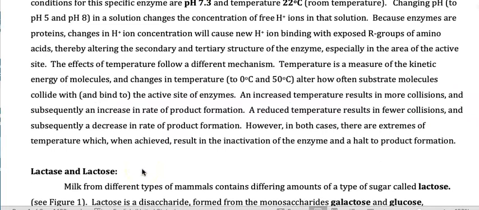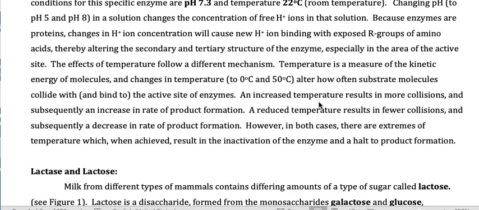We're also going to alter temperature today. We're going to look at 0 degrees centigrade and 50 degrees centigrade. And we're going to see how that affects lactase's ability to make product. Remember that temperature has a very different effect on enzymes. Temperature is about kinetic energy. And as we change temperature, what's essentially happening is we are changing how often the enzyme interacts with the substrate and therefore how readily it can make product.